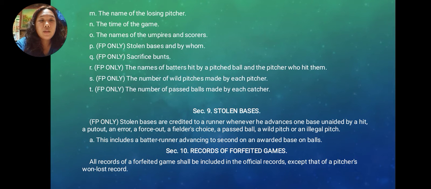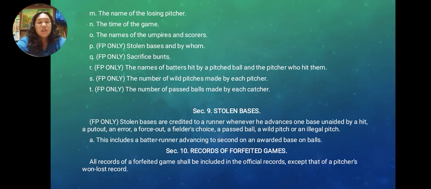Stolen bases are credited to the runner whether he advances 1 base unaided by a hit, a put out, an error, a force out, a fielder's choice, a passed ball, a wild pitch, or an illegal pitch. So for letter A, this includes a batter runner advancing to second on an awarded base on balls.